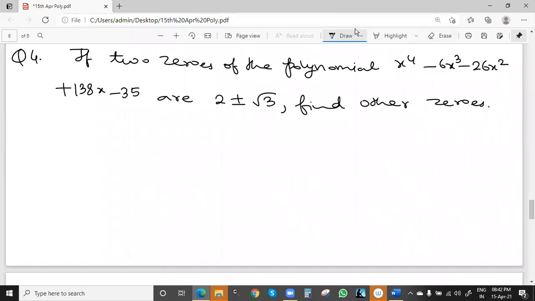How can we solve this one? You can put a star mark on this. The last two questions are important, the fourth and fifth one. See, if two zeros of the given polynomial are given, and the degree is 4, because the maximum power of this polynomial is 4, so the total zeros will be 4 in number, or we can say total roots will be 4 in number. 2 roots are given. If 2 zeros are given, then find other zeros, means the remaining 2 zeros we have to find.